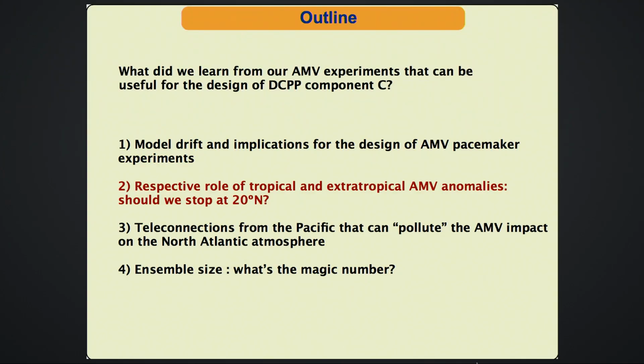Okay, another subject now. I'm asking what's the respective role of tropical and extratropical AMV anomaly, in the sense that should we impose tropical or extratropical anomaly, or can we stop at 20 north? I think Johan gave you already convincing evidence that tropical anomalies were needed to get the Pacific response. And the reason I'm bringing this up is because in the discussion of this DCPP, we wondered whether we could stop at 20 north in the experiment we would propose. And here, I'm just adding that I think we need to go south of 20 north in the experiment we will propose.